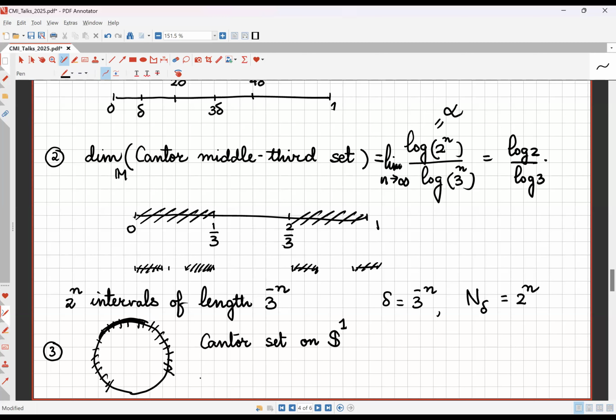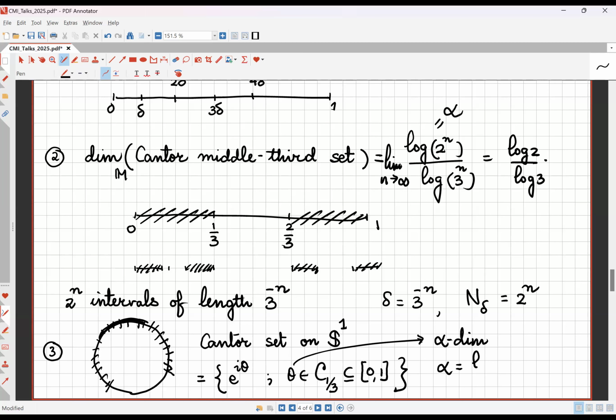You could parameterize it by e to the i theta, where theta belongs to the Cantor middle third set in the real line. This parameterization is alpha-dimensional, with alpha being log 2 over log 3. So this is one way of using the kind of parameterization you were describing to create fractal sets in higher dimensional spaces.